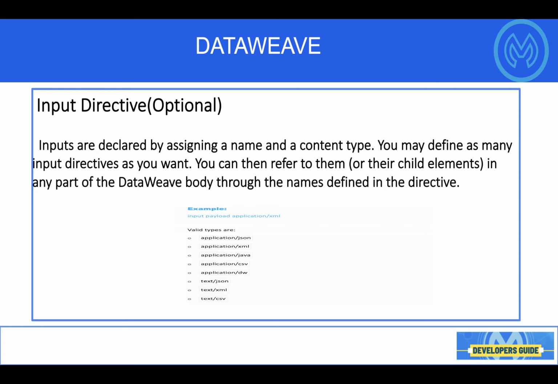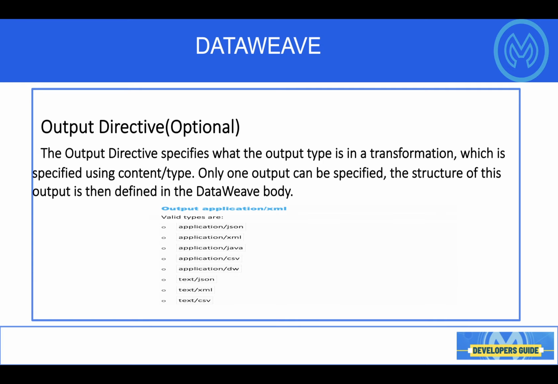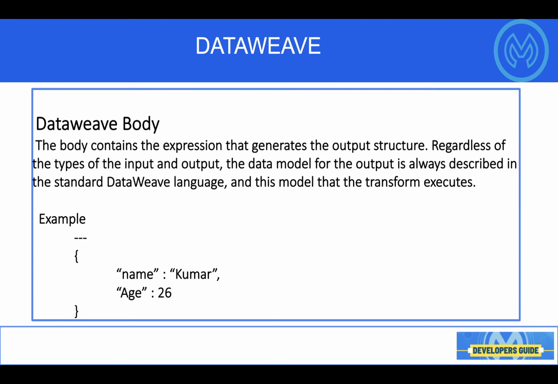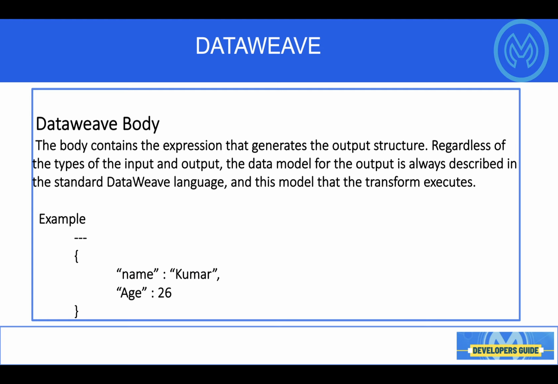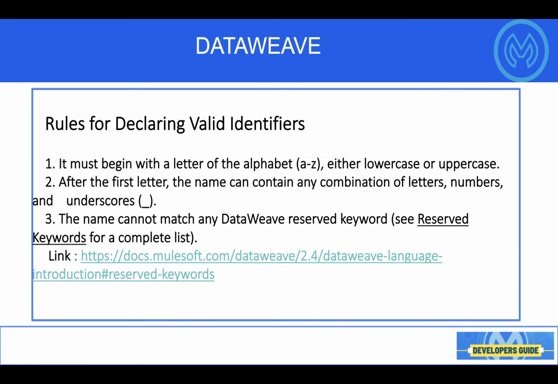That will be application/csv, application/dw, text/plain, all these we will see. Similar to input type, we have output type also. And then we went through a few examples. So today we will start from the DataWeave rules.